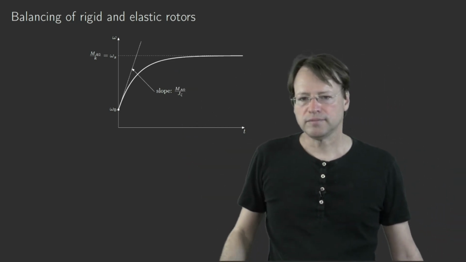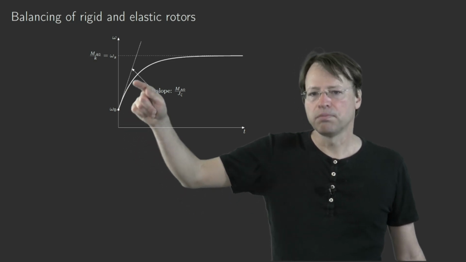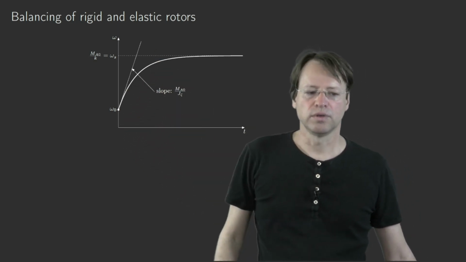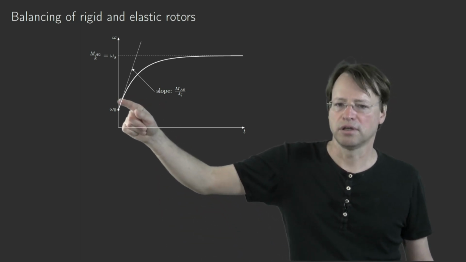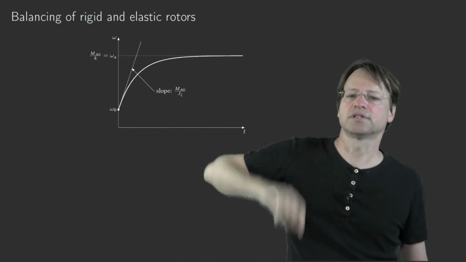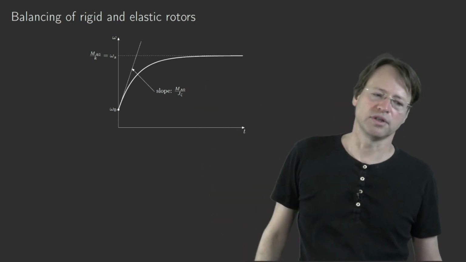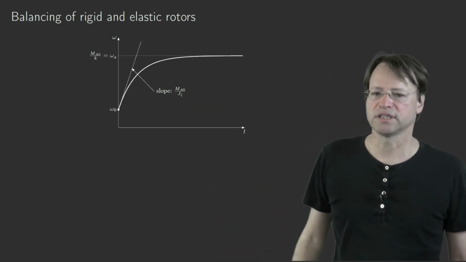However, you can find here the slope. If there is no resistance, the omega value will increase along that slope and will tend to infinity. As I said, a theoretical result.